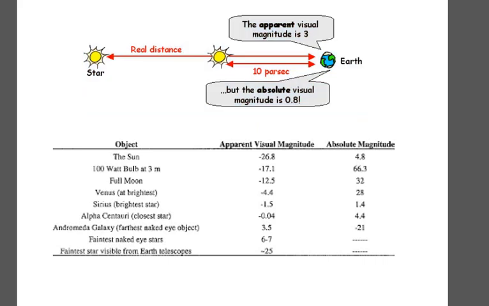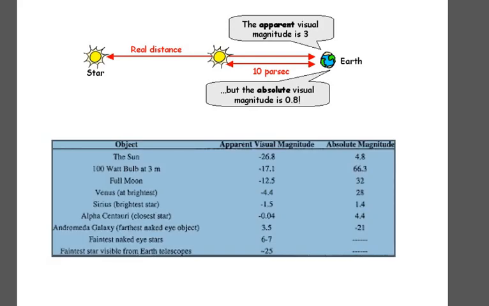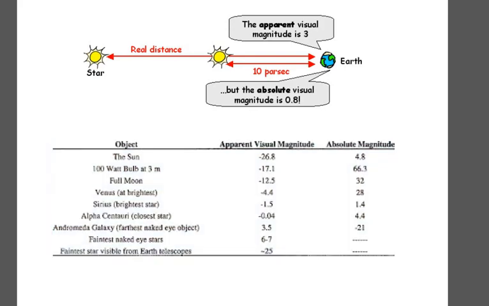Now here, for some objects, I have given both the values of apparent magnitude as well as absolute magnitude. You see, for the sun, this is the value here, and also for full moon. Interestingly, the sun has a visual apparent magnitude of minus 27, and a 100 watt bulb at 3 meter distance has an apparent magnitude of minus 17. So this means that the apparent brightness of the sun is higher.